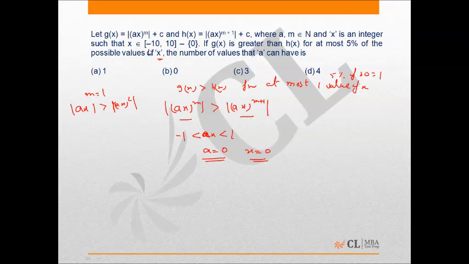But we are given here that x cannot be 0. Okay, if x cannot be 0, a cannot be 0, or a cannot take any other value, right? Because a is an integer. So for no integral value will you get any value of ax which lies between minus 1 to plus 1. That means there is no value which satisfies this. Hence the correct option is option B.